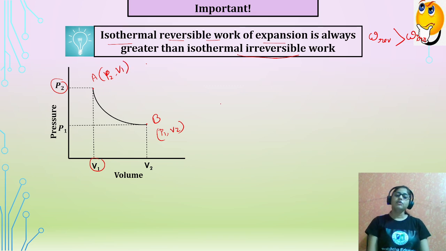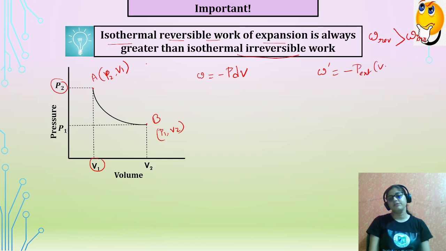Fine. So now we know for the reversible case, work is minus PdV, right? And for the irreversible case, W dash will be minus P external into V2 minus V1, right? So you must be thinking that same thing is there, right? P dV, dV means V2 minus V1.